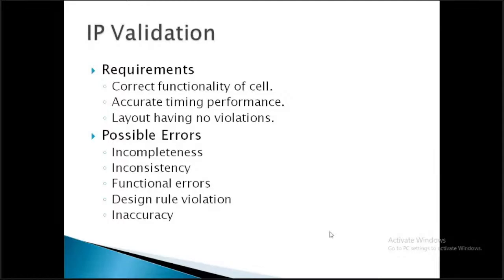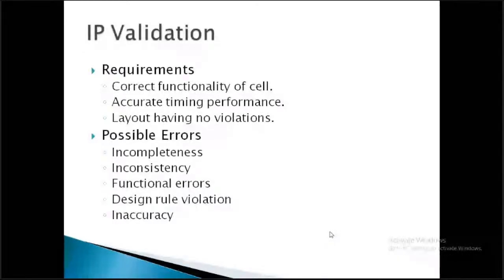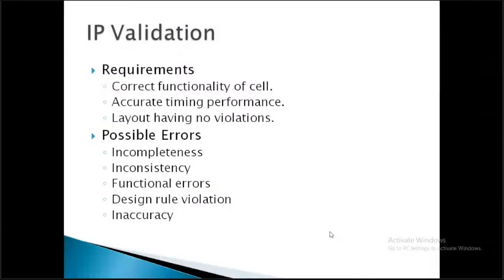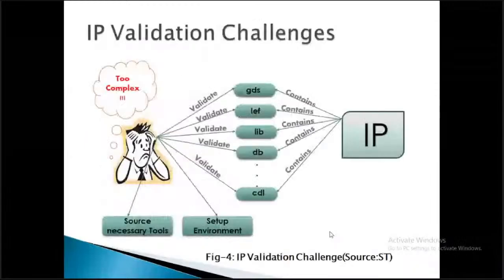DRC violation according to the PDK: whether the layout is proper, whether the distance is defined or not, whether the antenna data we are providing is correct or not, and accuracy. Everything we have to check, but validating all these things is itself a big challenge. Consistency is hard because all are in different formats. GDS is a binary database format. LEF has its own syntax. Lib has different syntax. CDL has different syntax.